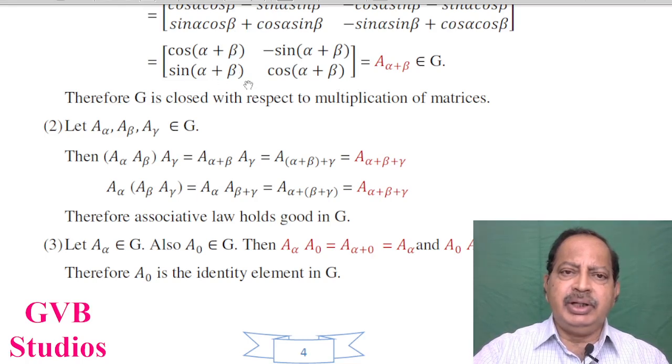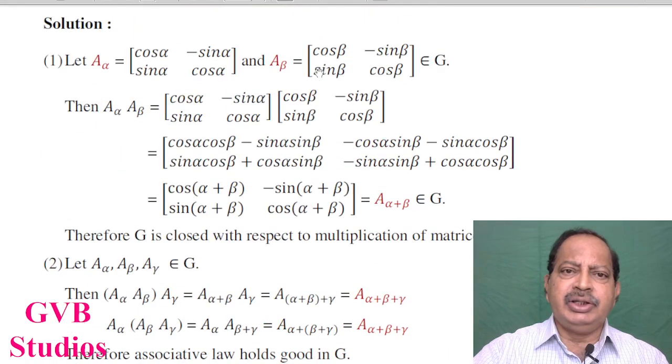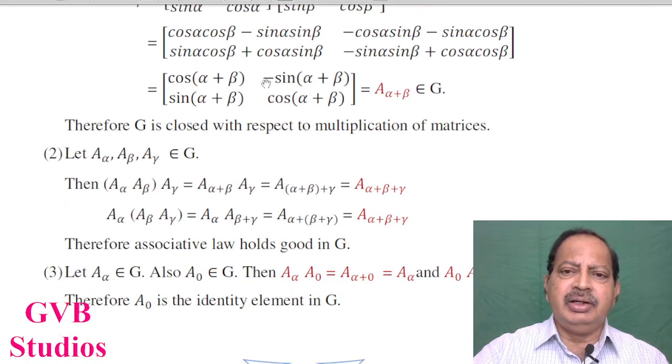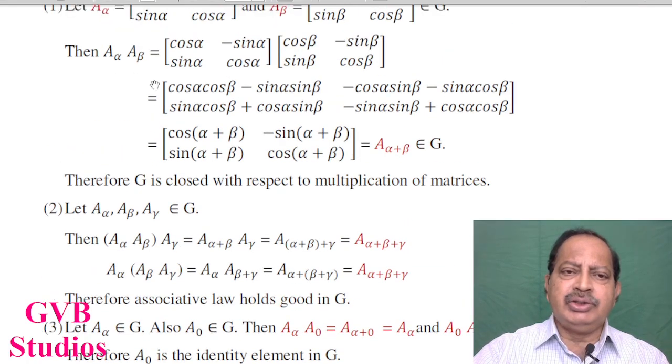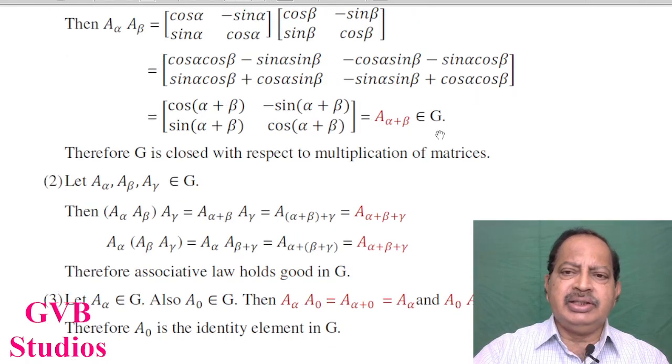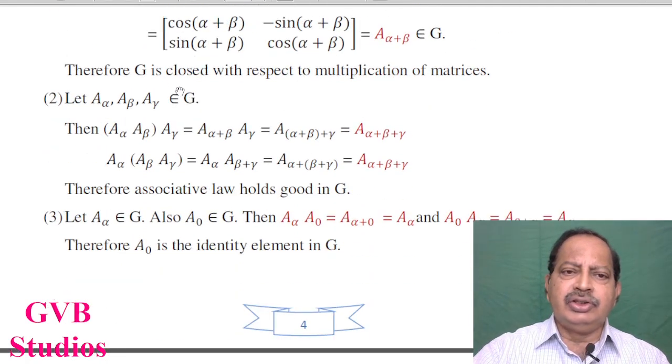Here this matrix can be denoted by capital A suffix alpha plus beta, so this element belongs to G. In all four places it is a real number, alpha plus beta, so this is in the format mentioned in the set G. So this element is denoted by A suffix alpha plus beta and this belongs to set G. So the closure property is satisfied. Operating these two elements, we get an element in the set G. Therefore, G is closed with respect to multiplication of matrices.